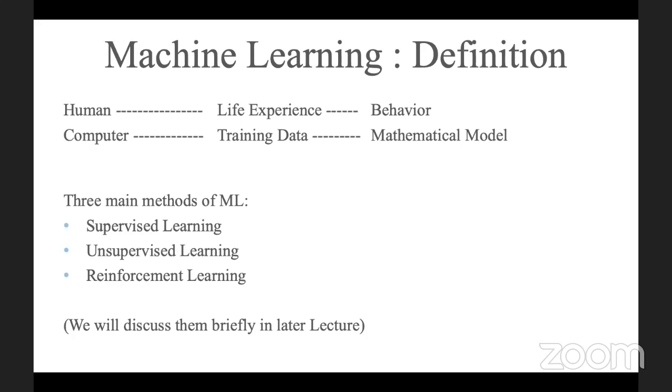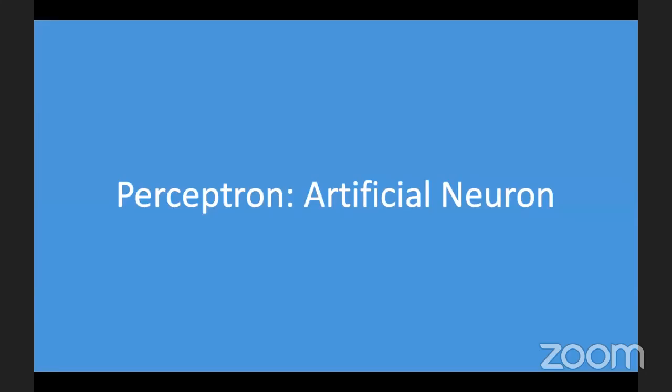In reinforcement learning, you have a few online examples coming in, or some small training, one example, and you somehow learn from that. We will briefly discuss them in a later lecture, but not very deeply, at least not the reinforcement learning part. All right, so we start with the basics of neural networks, called the perceptron, which is a type of artificial neuron.